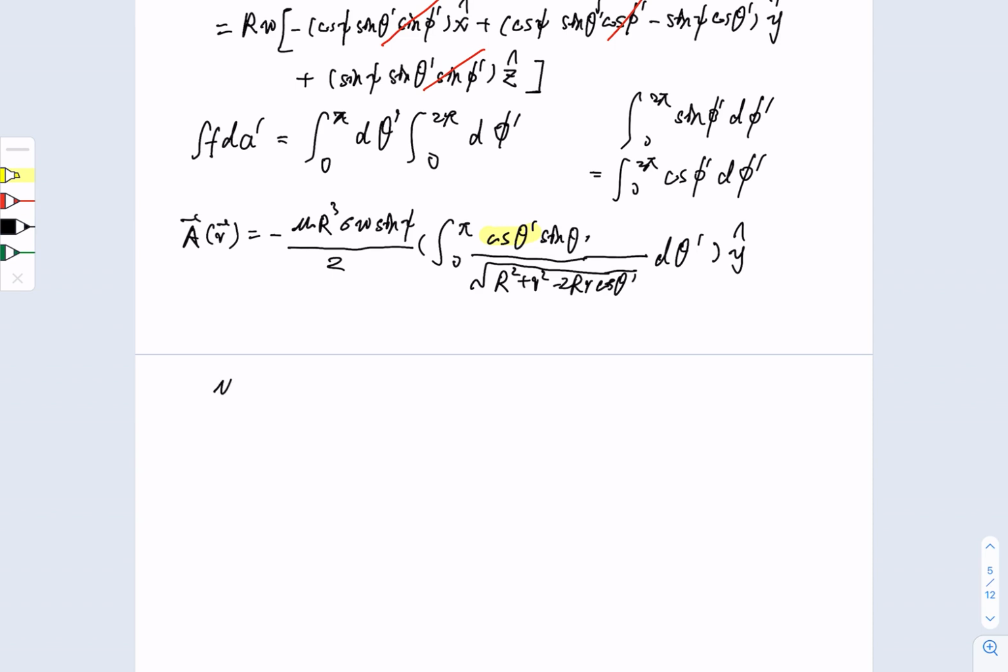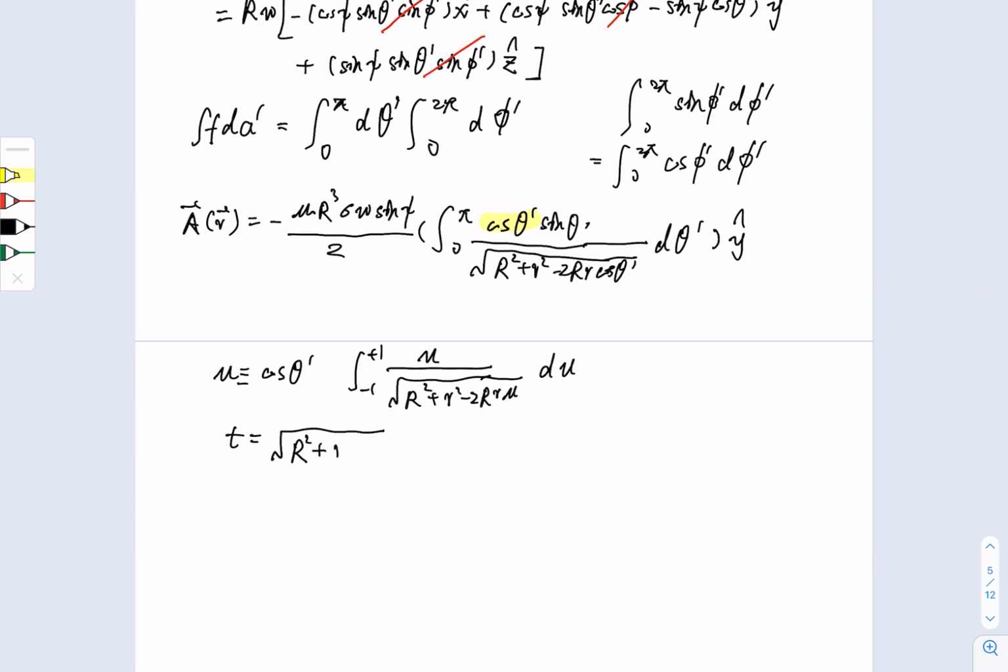If you replace the cosine theta prime by mu, then this integral is translated to this, and this integral can again be done by replacing mu by t and working out dt and d mu, and then you will arrive eventually at an expression like this.